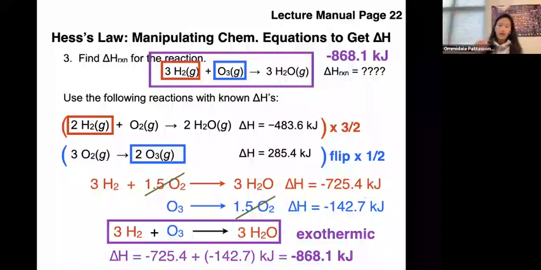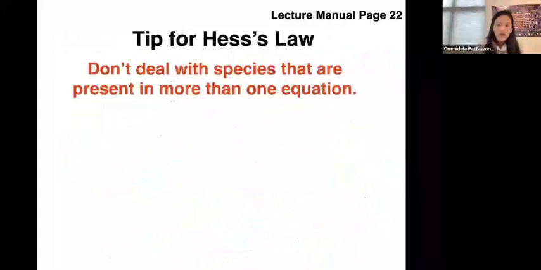Again, look at each species and find it in each of those individual reactions, and see how you are going to manipulate them. Either you have to flip them or multiply by a certain value, and at the end you are going to add all of those equations together to get the desired equation.